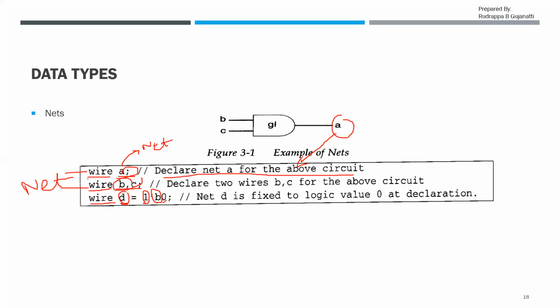In the coming classes, we will see how these are being utilized. How do I specify that this is the output for the AND gate, and this is the input for the AND gate? That is what we'll be checking in the coming classes.